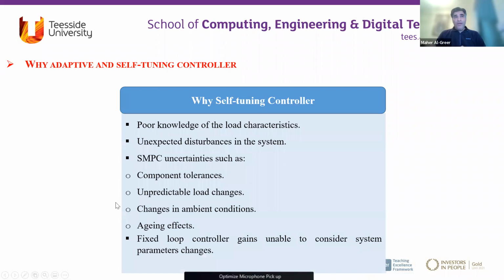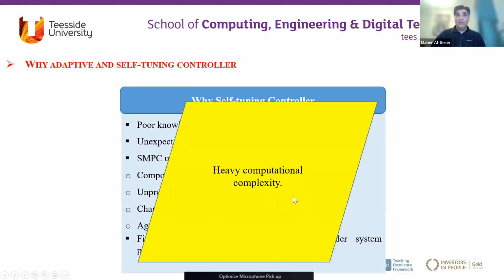So why are we using self-tuning controllers for switch mode power converters in general? Power electronic converters are nonlinear, and there are also certain types of uncertainties in switch mode power converters: component tolerance, unpredictable load changes, changes in the ambient condition, unexpected disturbance, poor knowledge of the load characteristics, and aging effects. Fixed control loop gains are unable to consider all of these changes in the system, and that's why we need self-tuning and adaptive control systems.